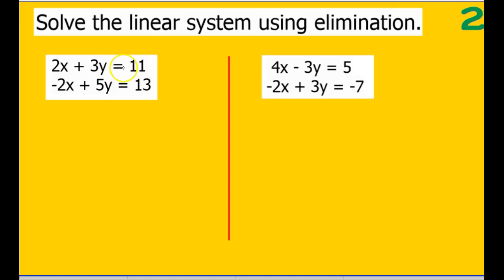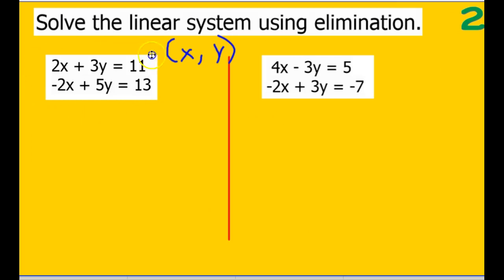So what we're going to be doing for solving these systems is eliminating something. We have to eliminate either the x or the y. Now remember, when we're solving linear systems, we're always going to have our answer as an ordered pair. So we're going to need an x and a y. Just because you found an x doesn't mean you're done. You're going to need to find a y, or vice versa. If you find a y, you need to find the x.